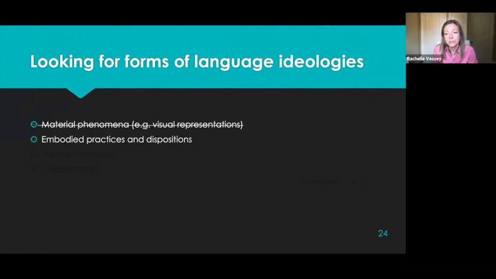So I wanted to show you some of the ways that I'm trying to find or tackle these different forms of language ideologies that have been spelled out by Catherine Willard. So here, I'm not looking at the first one, which is material phenomena, but I'm going to try to show you the addressing embodied practices and dispositions, mental constructs, and verbalizations.